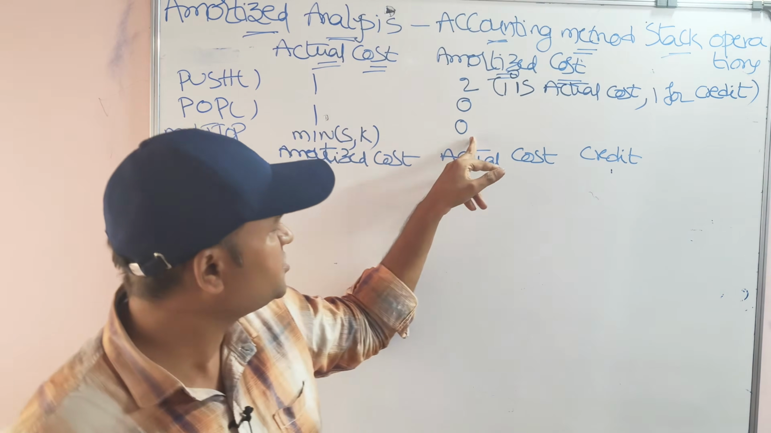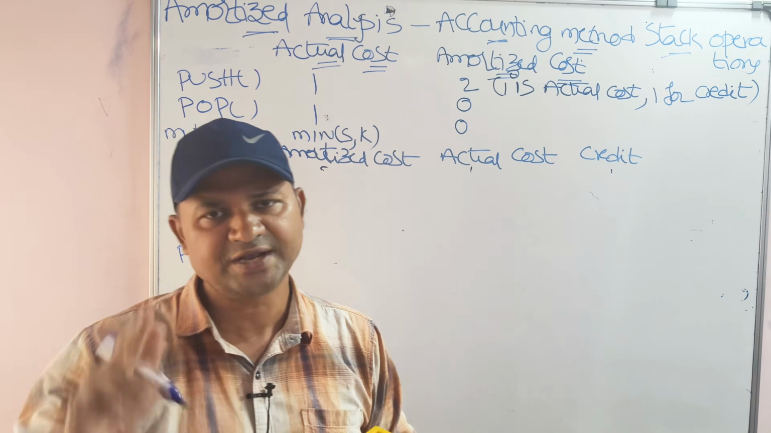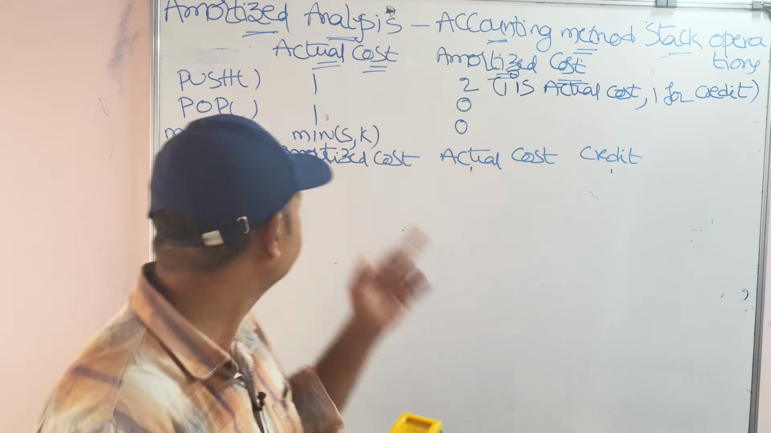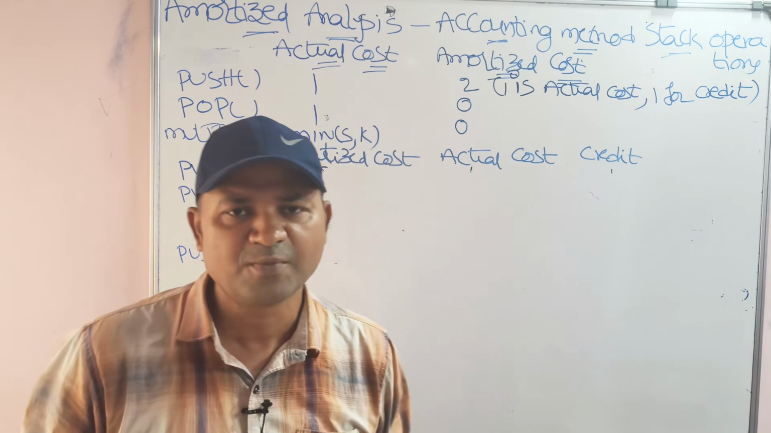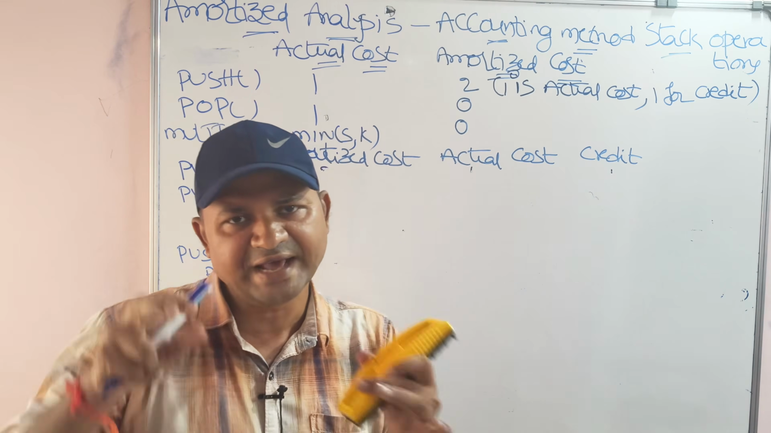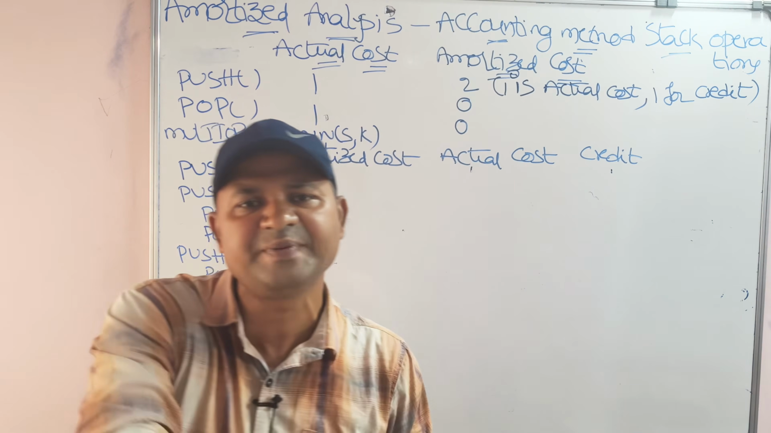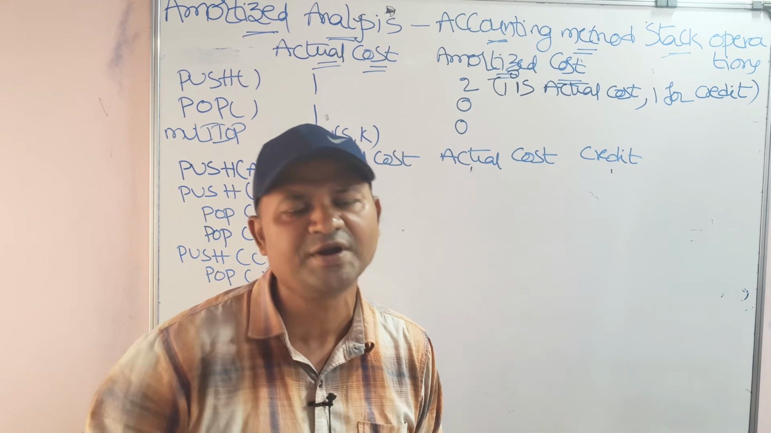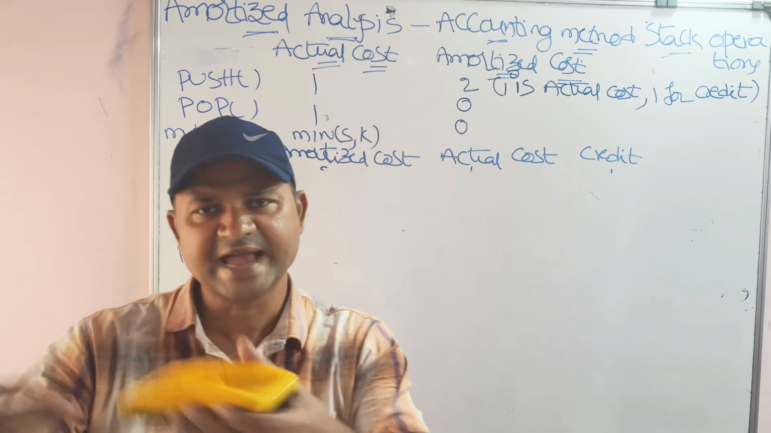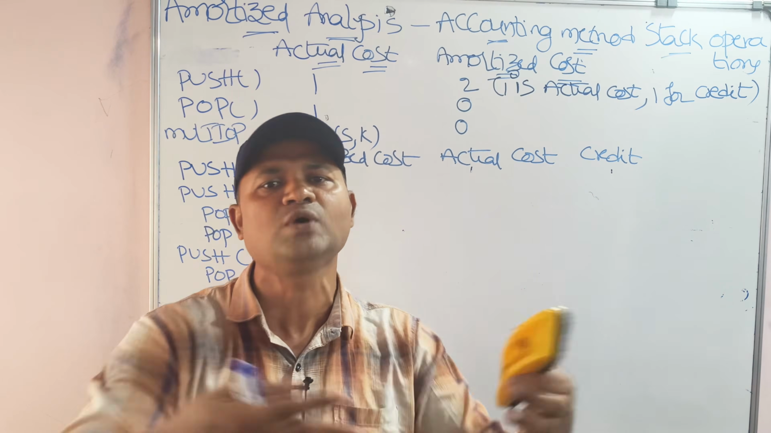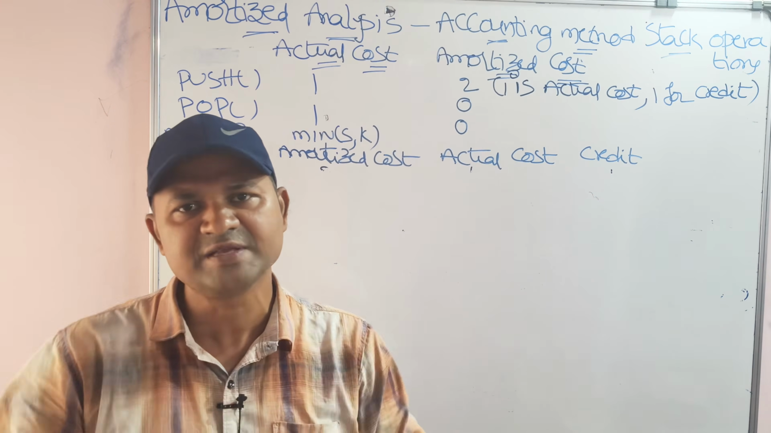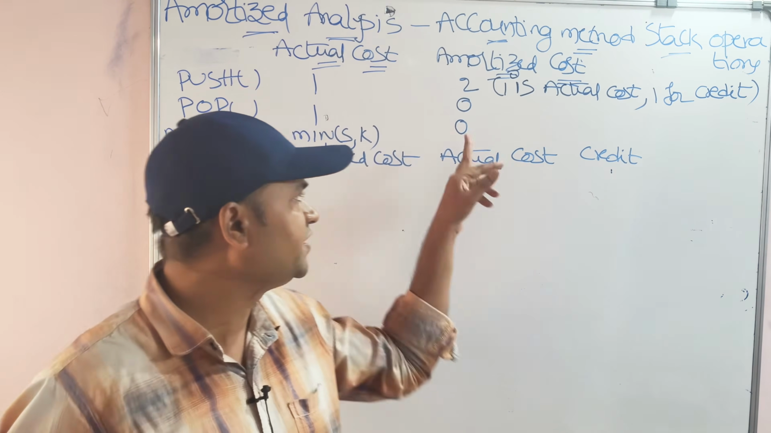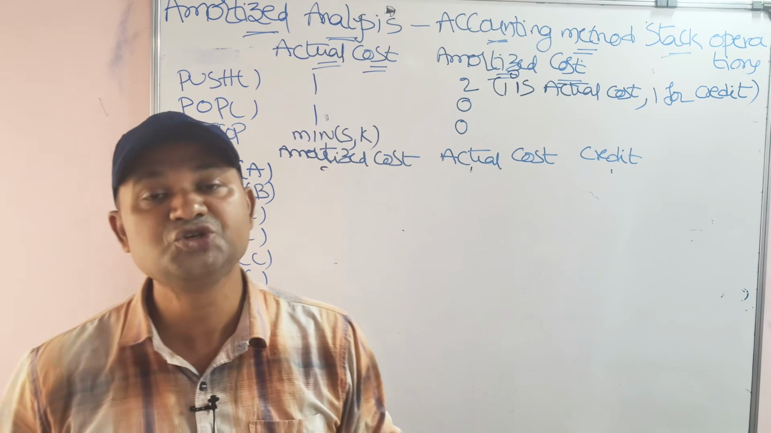For multi-pop operation also the cost is 0. So here for push operation, the amortized cost is 2. For pop as well as multi-pop, the amortized cost is 0. The number of elements we remove depends upon the stack. If the stack contains one element, then we can remove only one element. If the stack contains 3 elements, then we can remove 2 or 3 elements. So we are performing the deletion operation based on the elements which are in the stack only. So that's why the cost for these 2 operations is 0 only.